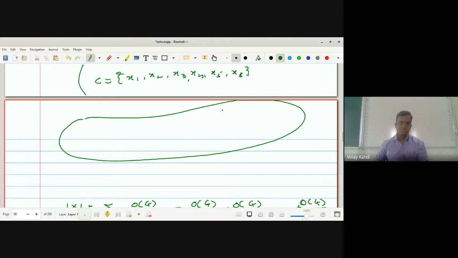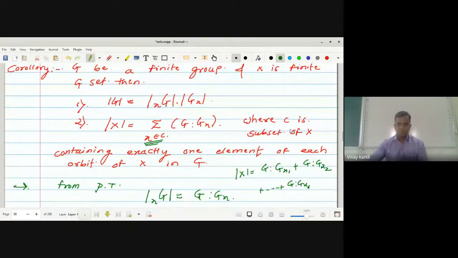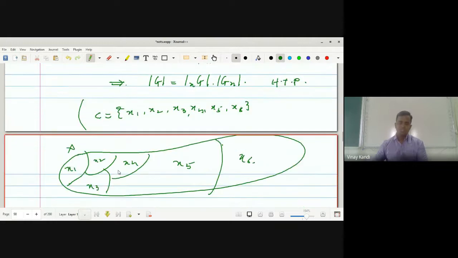Suppose this is X. This is orbit 1, x1. This is the x1 orbit, this is the x2 orbit. This is x3. This is x4. Okay, this is x5, and this is x6. Okay, what is C? C is a subset of X containing exactly one element from each orbit. These are the 6 orbits of X. Okay, 6 partitions of capital X, 6 parts of capital X.